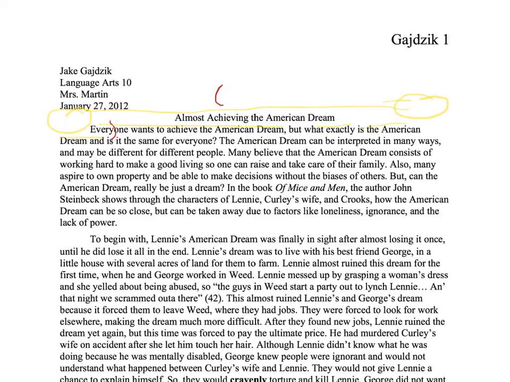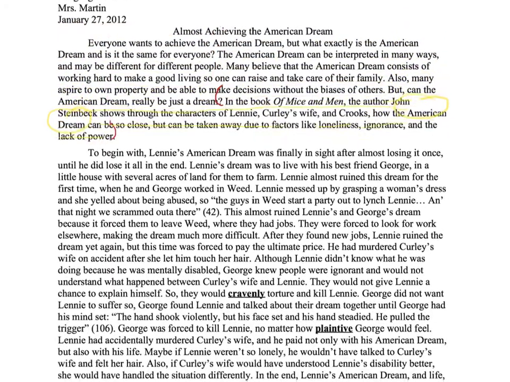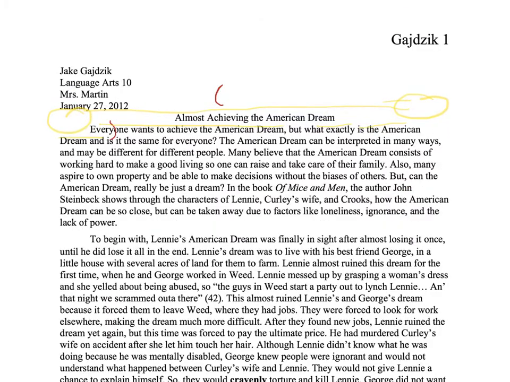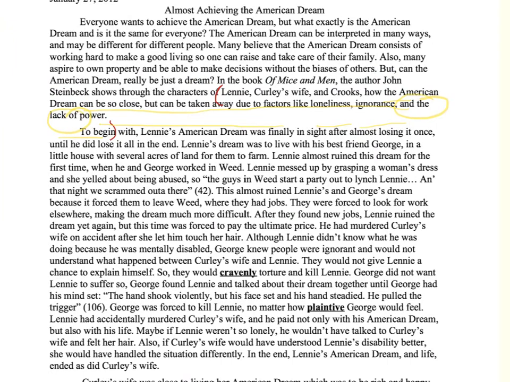All right, so let's go back and look at, whoops, sorry about that. Let's go back and look at keywords. So again, here's our thesis at the end of the paragraph. So one of the things that is always going to be a keyword is your big idea. And the other thing that is going to be a keyword or phrase is what the author's saying about that big idea. In this case, it can be taken away.